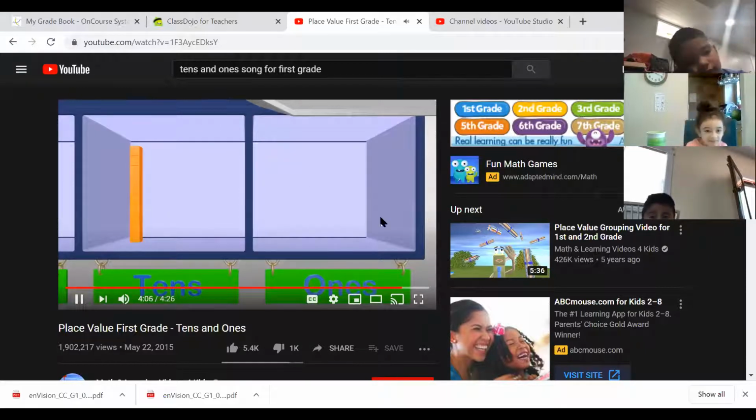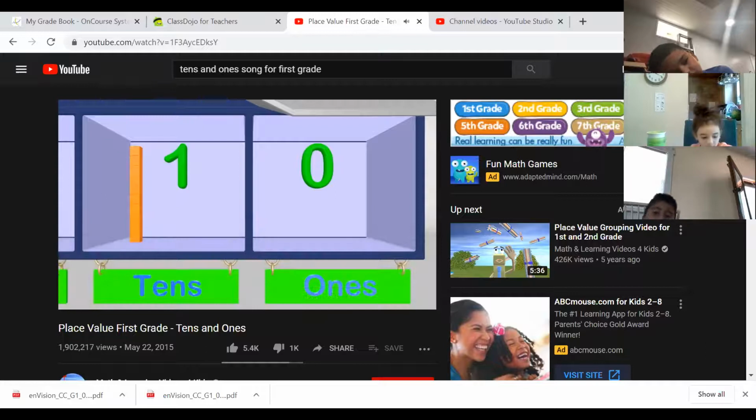You guys are amazing at this. We now know that when we have 10 ones blocks, it is grouped into a 10. The number 10 means 1 ten and 0 ones because there is nothing in the ones room.